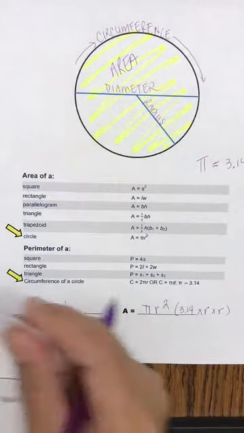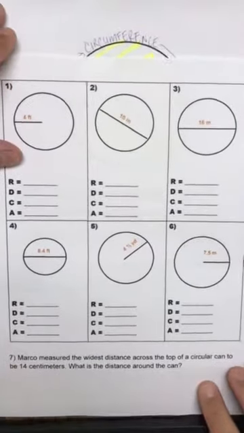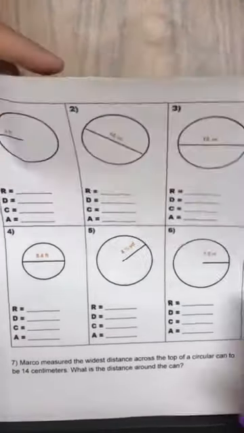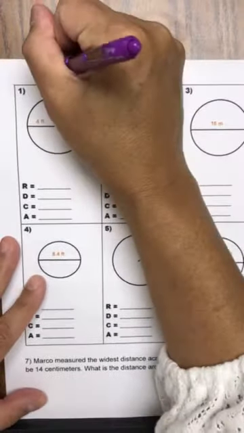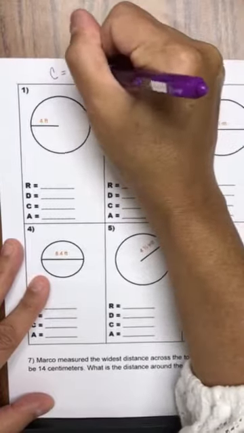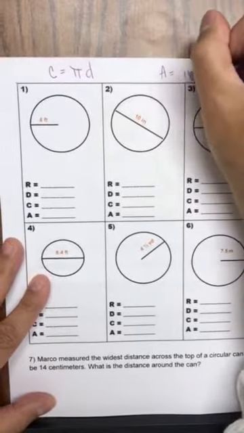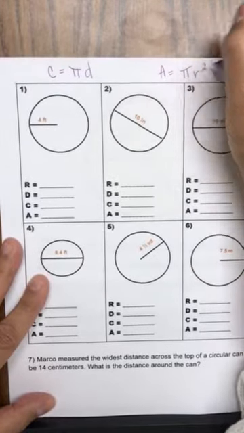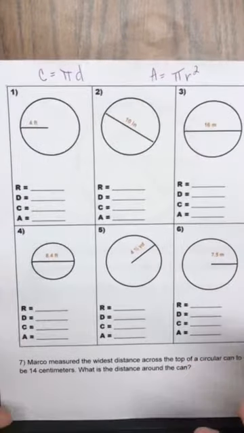And I have some sample problems here. And again, this is part of the sheets that you can print off. And at the top of the sheet, I'm going to go ahead and write that formula down. Okay, circumference equals pi d, and area equals pi r squared. Okay. And those are the two formulas that are going to help us to find it.